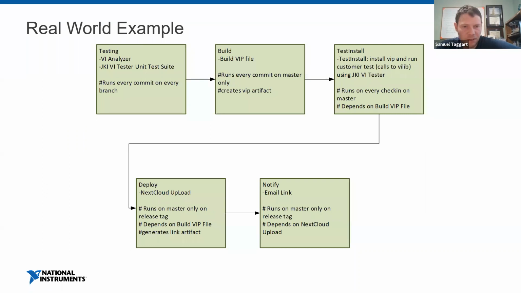And then my thought process was that the next thing I would do would be to deploy it, right? So on my master branch, I would have some sort of tag or something that would then cause it to upload everything to Nextcloud, the latest package, and then just email a link saying, hey, here's the latest code.